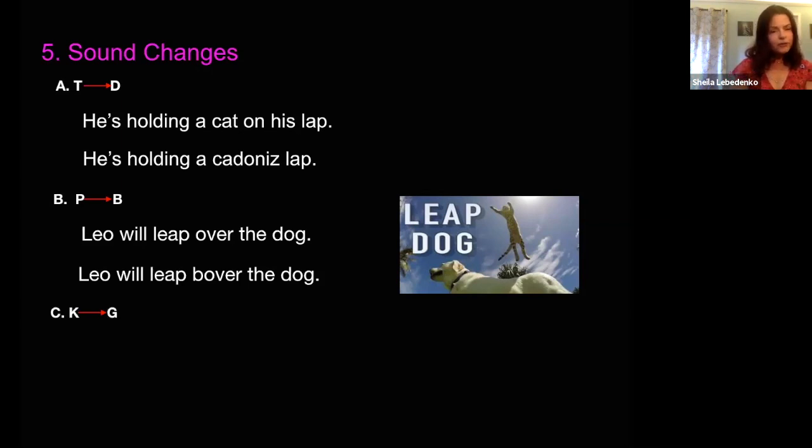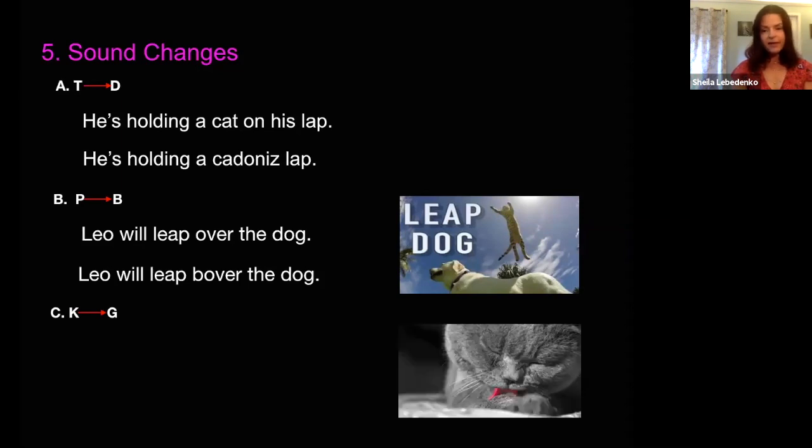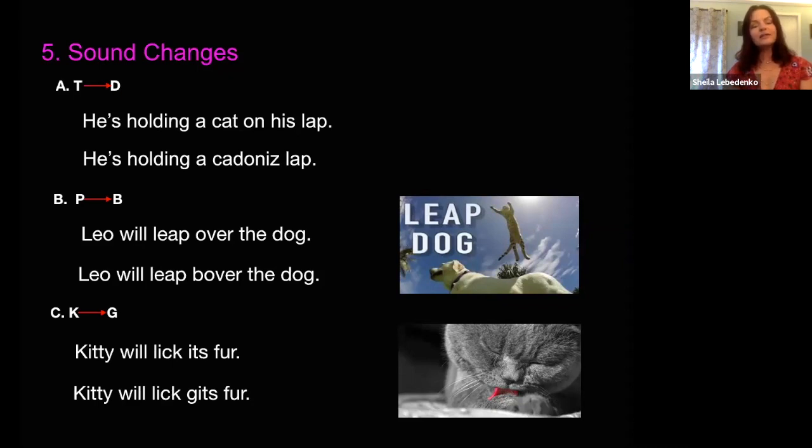And I'm going to show you K and G does exactly the same thing. Kitty will lick its fur. So lick ends in a K. It starts with a vowel. So what happens? I let out a G. Kitty will lick its fur. Lick its. Notice how I'm going backwards. Lick its. Because I want those two words to be very connected. And I'm just kind of briefly stopping the air, but then I'm going to let that same air out again on its. Kitty will lick its fur.